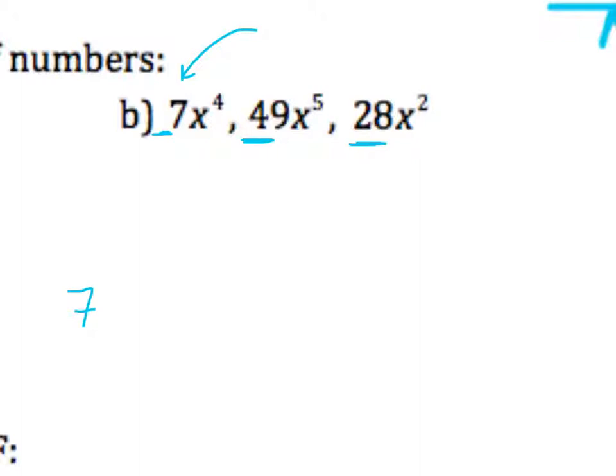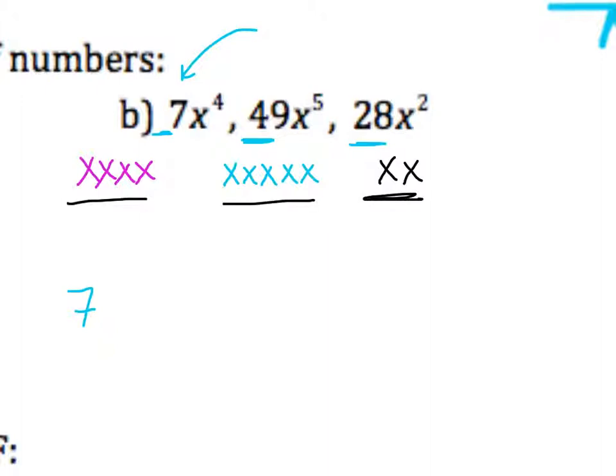Now comes the time for the variables. Looking at the first one, we have 4 x's: 1, 2, 3, 4. In the second one, we have 5: 1, 2, 3, 4, 5. And in the last one, we just have 2. Much like our factors, we want to know what factor is the greatest in each of them. In terms of variables, I want to know the greatest number of variables that each term has. This one has 2, this one has 5, and this one has 4. The largest amount that they all have in common is 2. So your greatest common factor is 7x squared.